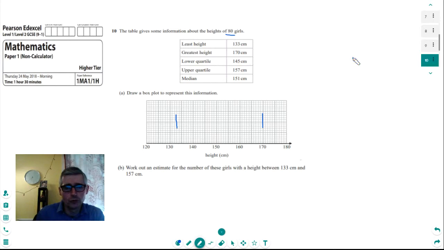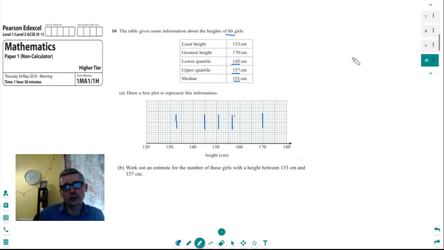Then we can draw in another vertical line for the lower quartile. The lower quartile is 145, and so we draw a vertical line at 145. We do a similar thing for the upper quartile. So all these values here basically become vertical lines. So the upper quartile, 157, we draw that just there at 157. Another vertical line. Finally, we can put in the median. That's 151. So that's a vertical line there.